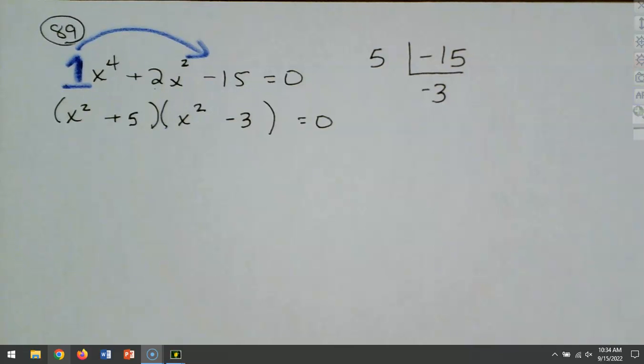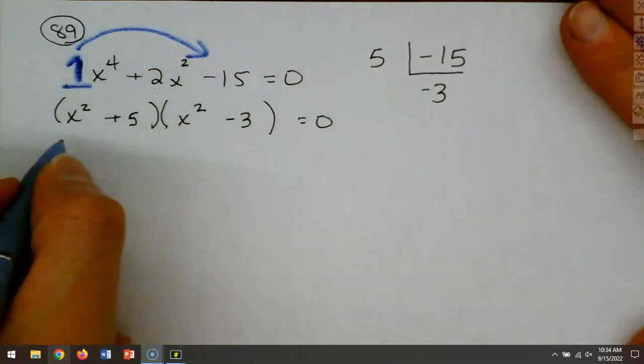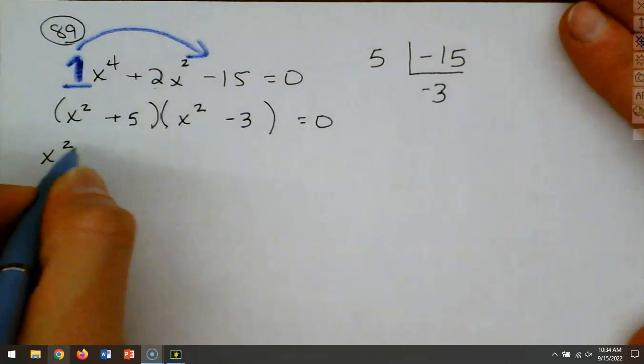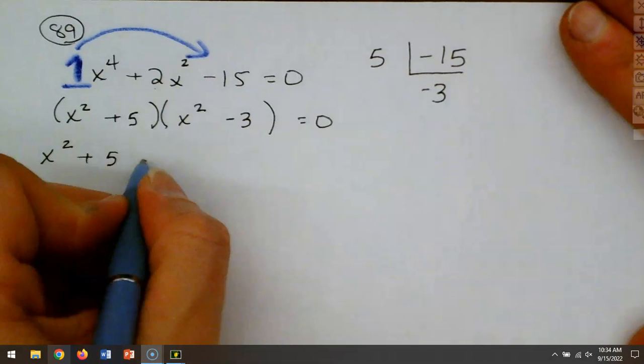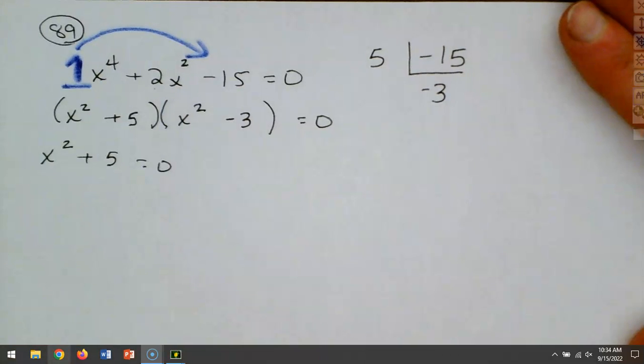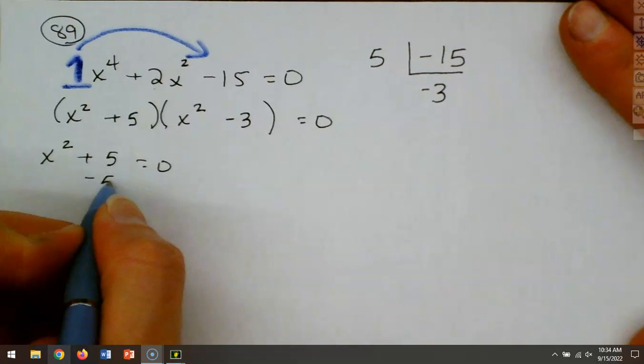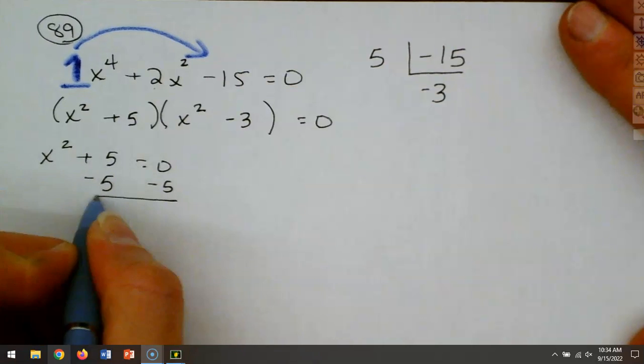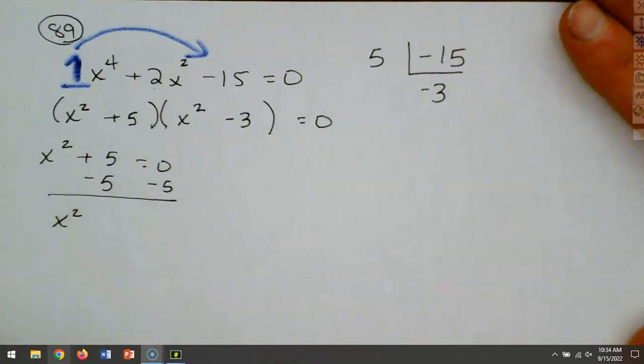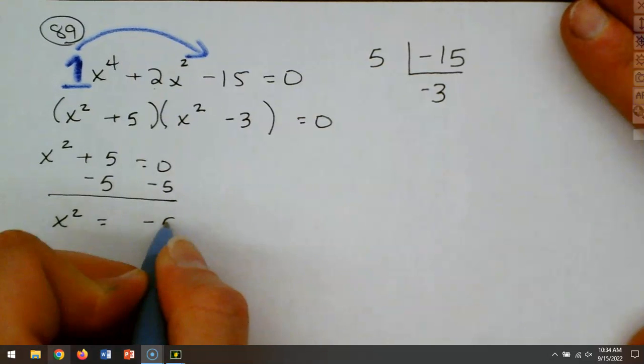This is where we're going to get 4 solutions. Each one of these is squared, so each one of these has 2 solutions. So that's going to give us a total of 4. Now we do each one. So x squared plus 5 equals 0. We're going to use our square root property. So we're going to move our 5 over. And that leaves me with x squared equals a negative 5.